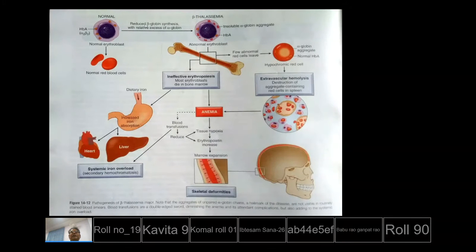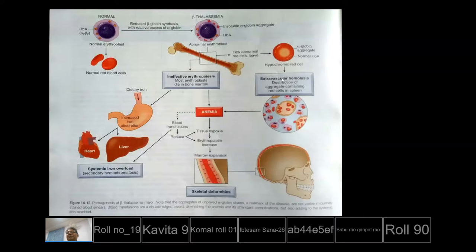Here is the reduced beta globin synthesis with relative excess of alpha chain. Here you can see insoluble alpha globin aggregates, and this is the normal HbA. There is an abnormal erythroblast, and see the effect. Few abnormal red cells leave the circulation. Alpha aggregate, normal HbA. Hypochromic red cells.